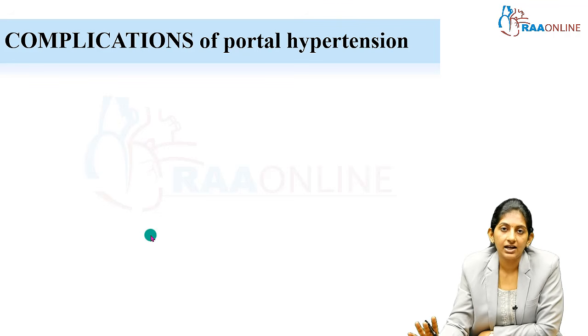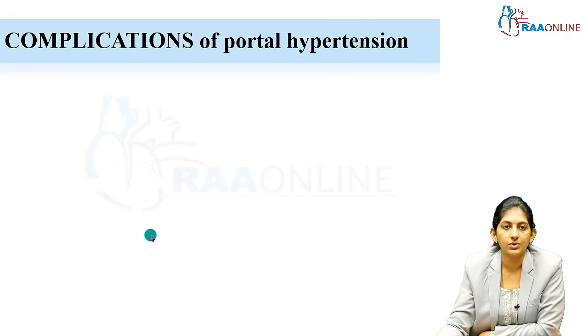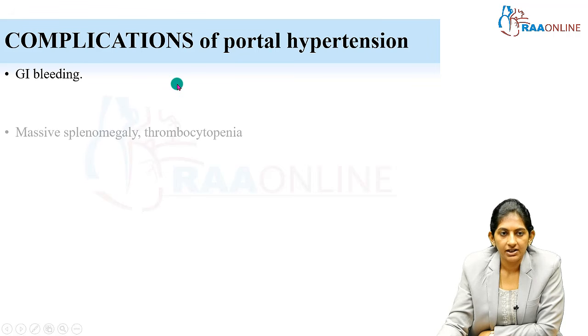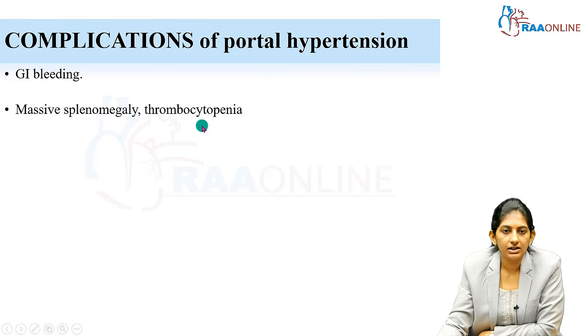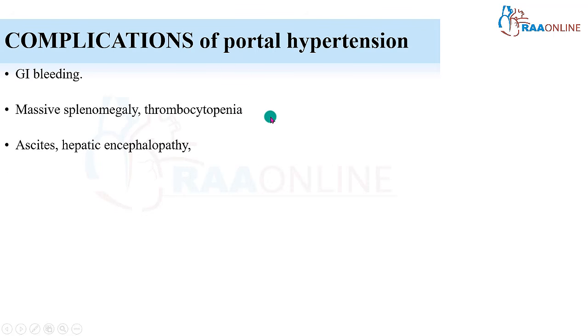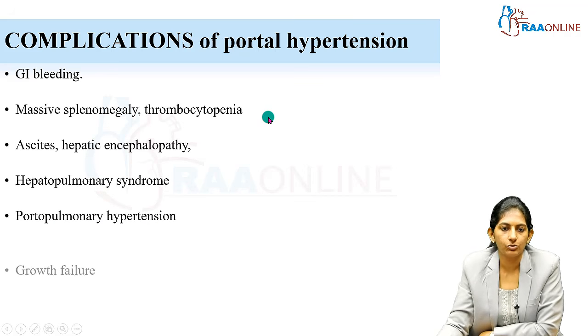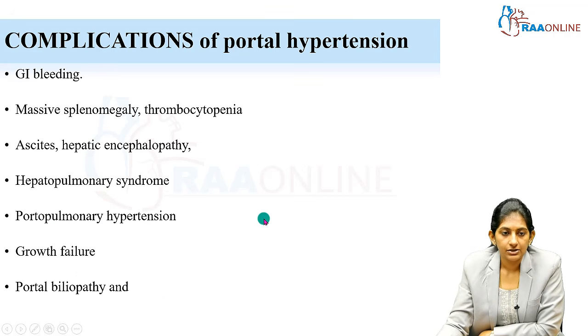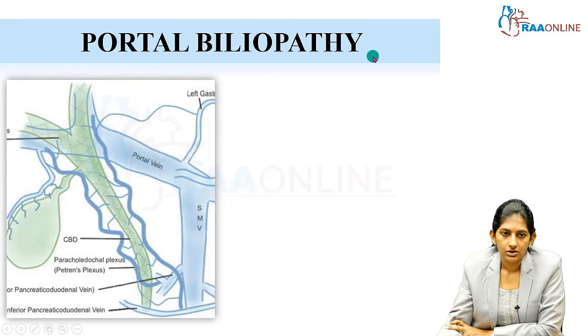TIPS alone is asked many times in theory questions as a 5-mark part of a 10-mark question. Coming to the penultimate part of the presentation, complications. GI bleeding, of course. Massive splenomegaly, hypersplenism causing pancytopenia, thrombocytopenia. Ascites, hepatic encephalopathy, hepatopulmonary syndrome, portopulmonary syndrome, hepatorenal syndrome. All this we have dealt with already in chronic liver disease. Something similar to CLD will be seen, because once the portal vein is blocked, all this can result.